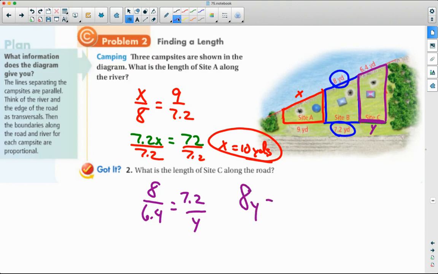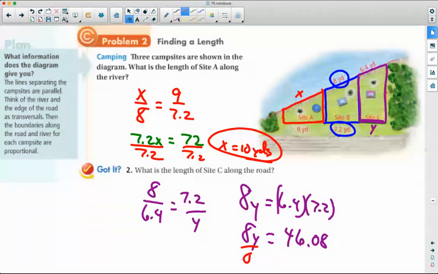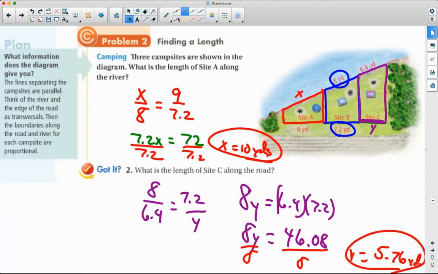So as long as you have 8y is equal to 6.4 times 7.2, or 8y is equal to, let's see, 6.4 times 7.2, 46.08. Now divide that by 8 and get 5.76 yards. Okay, so there's our answer.